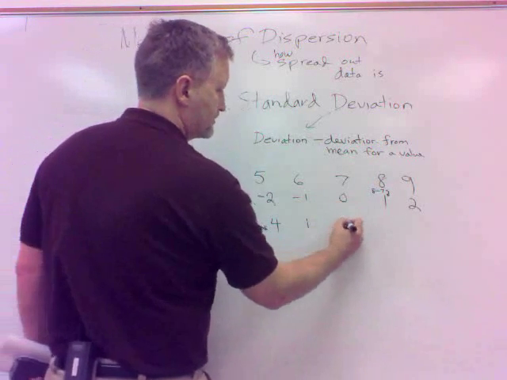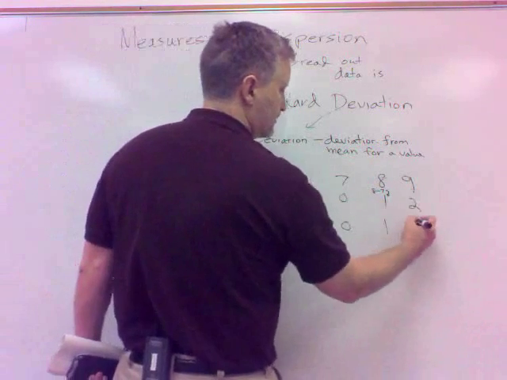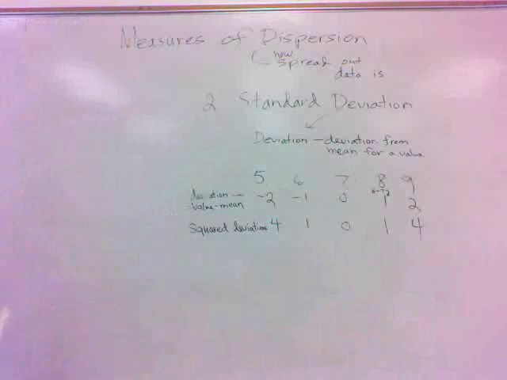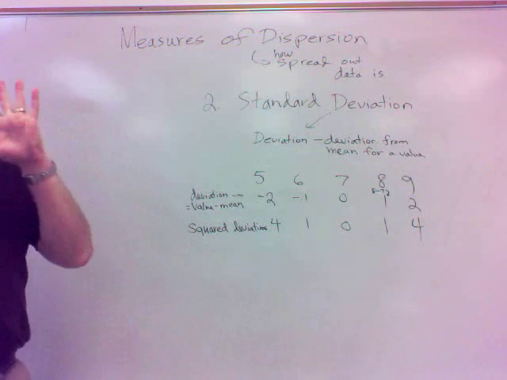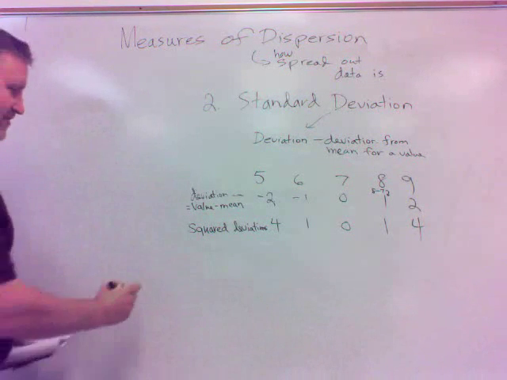0 times 0 is 0. 1 times 1 is 1. 2 times 2 is 4. So square each one, because when we square a negative, we get a positive. So now they don't cancel out, you see. So get your deviations, then do your squared deviations. Now we can talk about the standard deviation.